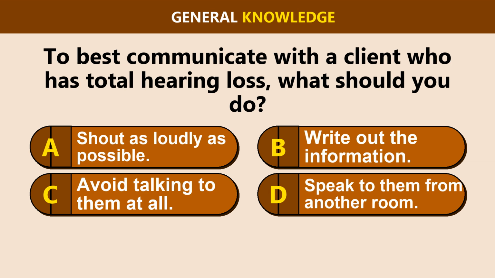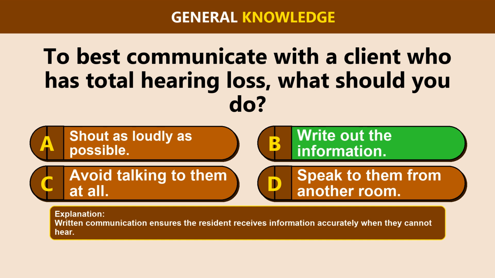Question 42. To best communicate with a client who has total hearing loss, what should you do? Option A, shout as loudly as possible. Option B, write out the information. Option C, avoid talking to them at all. Option D, speak to them from another room. The correct answer is option B, write out the information. Written communication ensures the resident receives information accurately when they cannot hear.